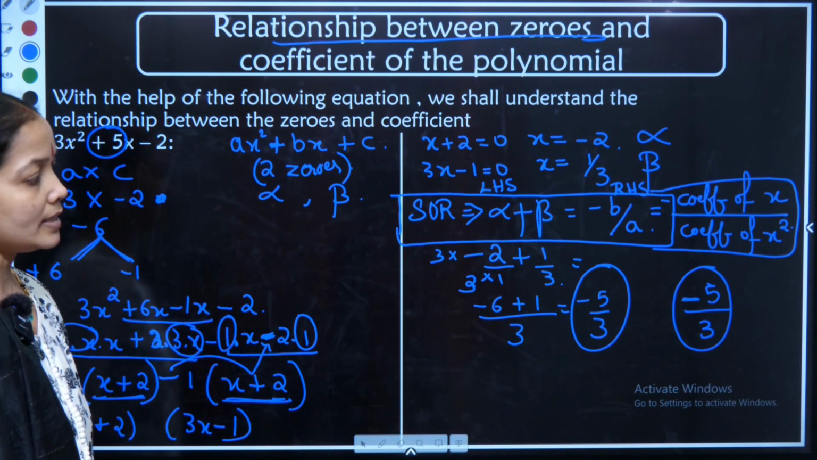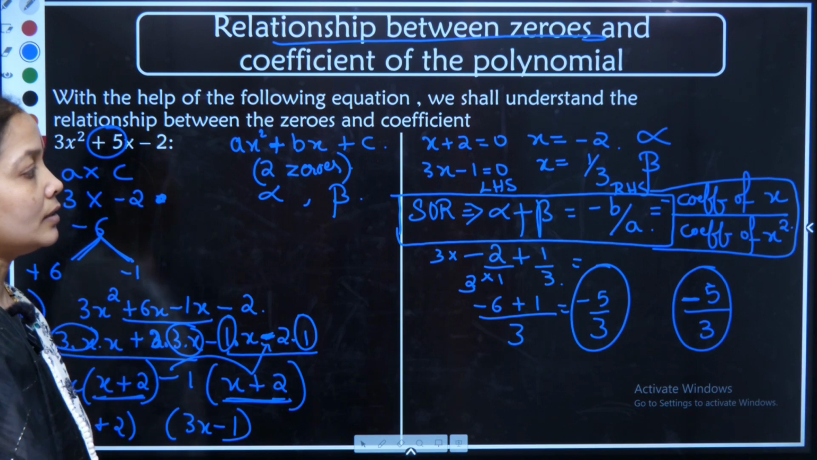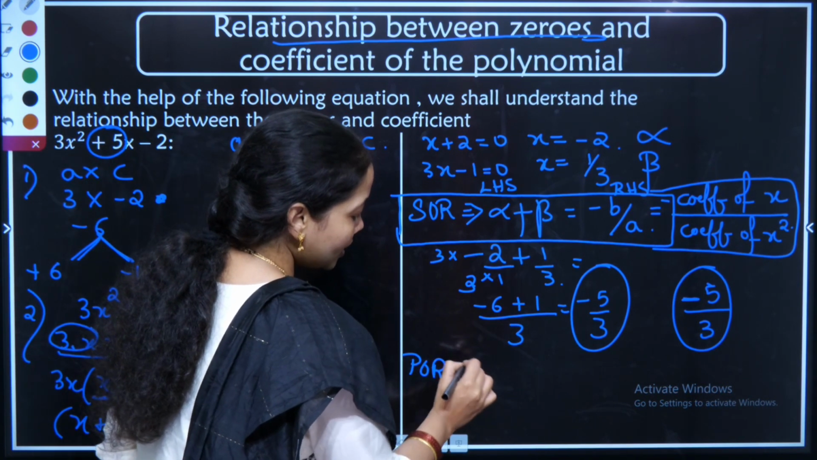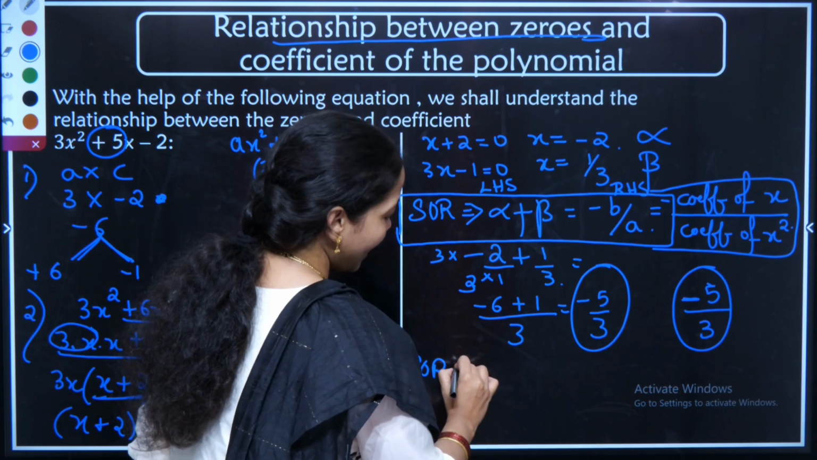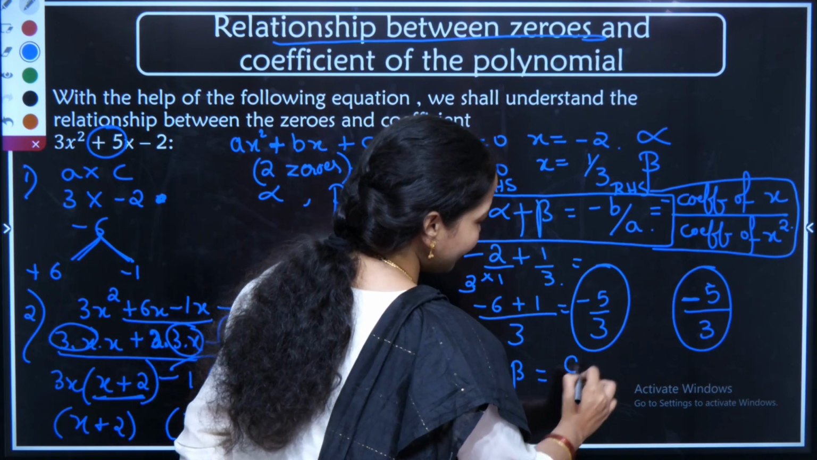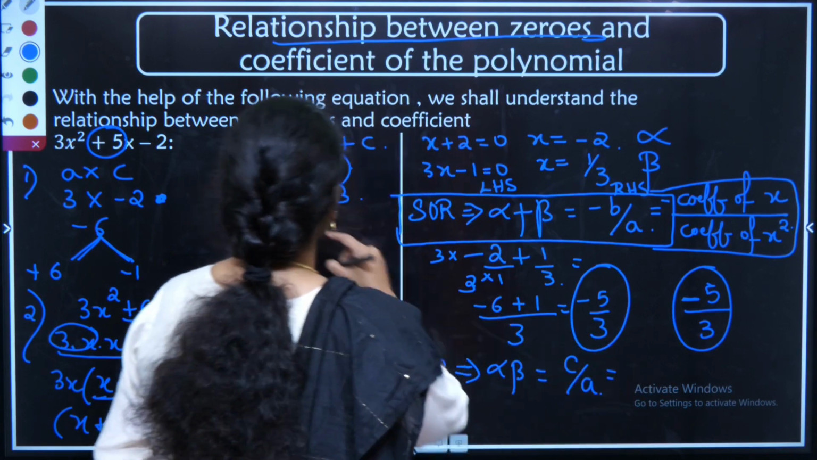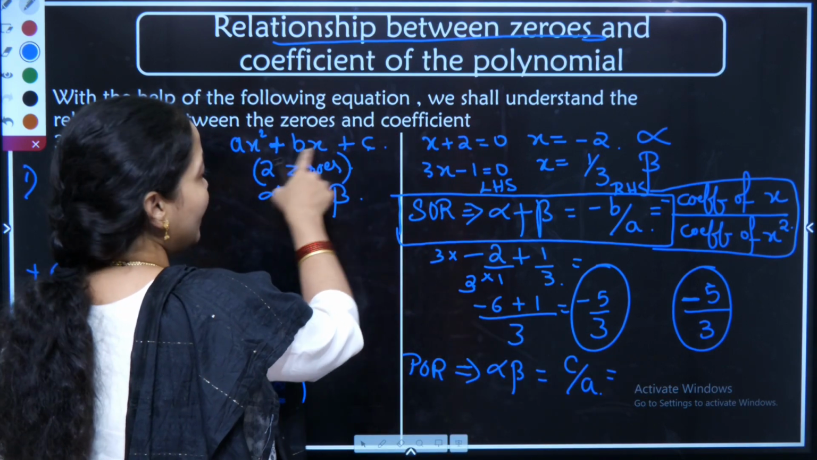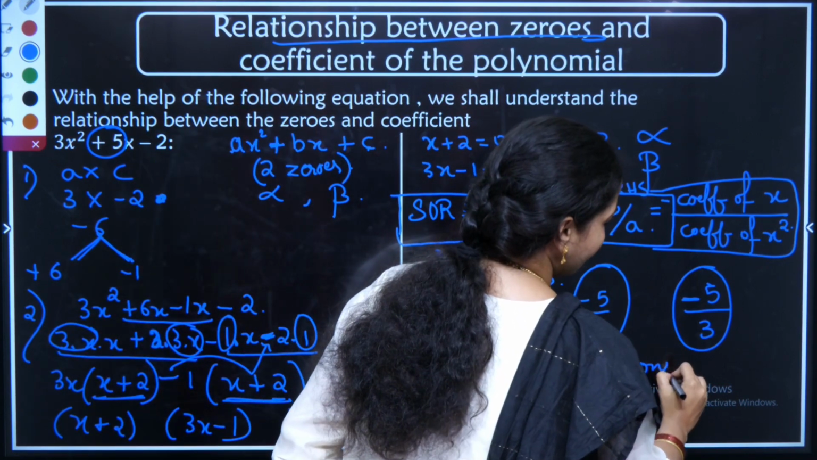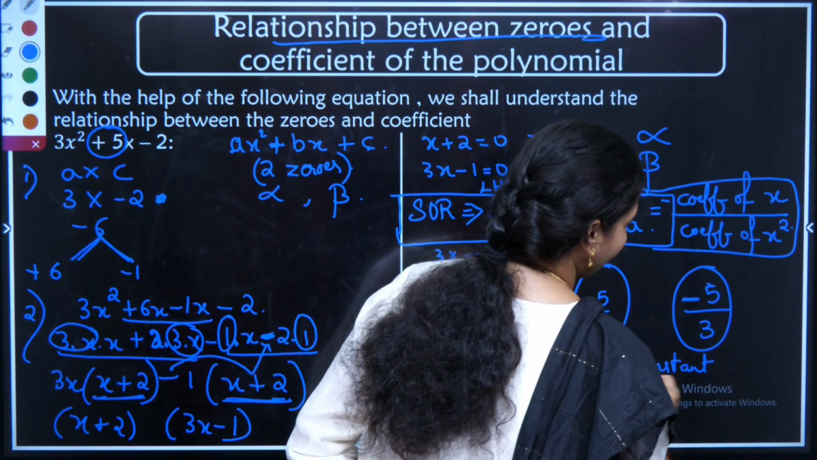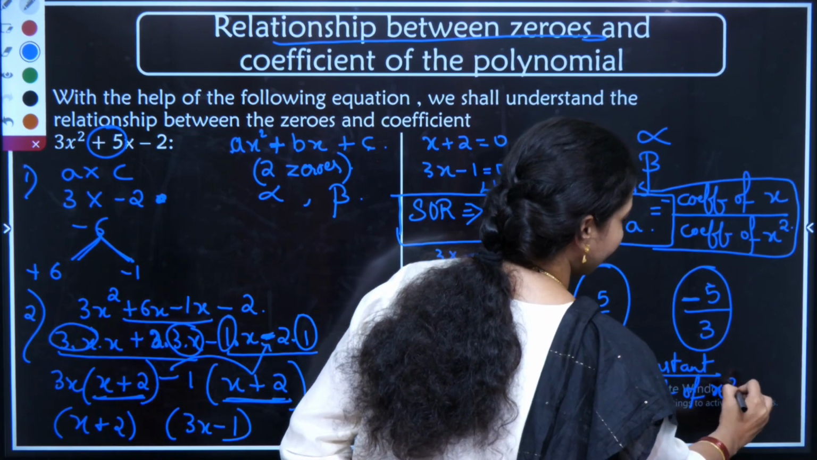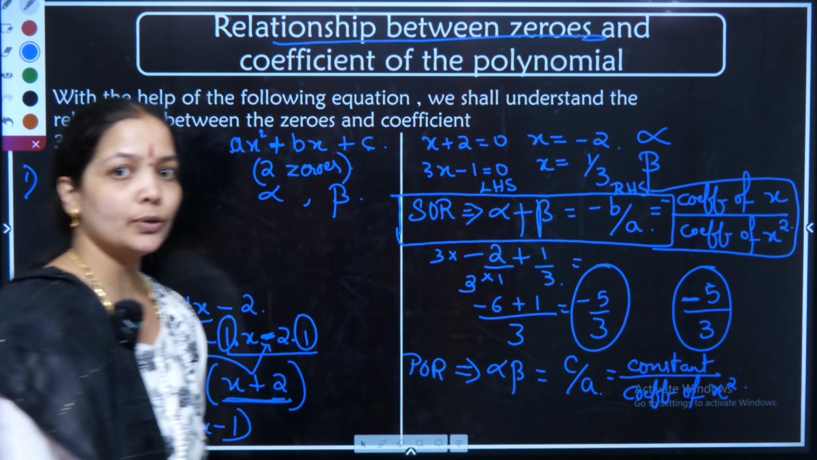Alright, now the second relationship between alpha and beta is called product of roots. Product of roots is determined by alpha into beta, which is always equal to c by a. What is c? C is the constant term and a is the coefficient of x square. So I can say constant divided by coefficient of x square will give me the product of the roots.